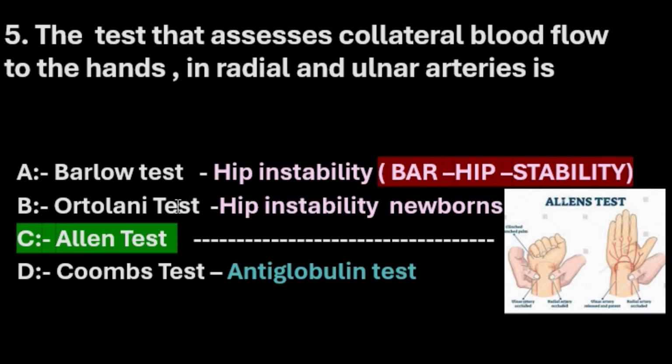Barlow test and Ortolani test are used for hip instability in newborns. You can see a memory tip which was already mentioned in previous videos. Just a reminder, when you go to a bar, you will lose your hip stability, because when you drink so much, you will lose the stability of the hip. So this is the memory tip for Barlow test for hip instability. Then Coombs test is for detecting antiglobulins, also known as the antiglobulin test.